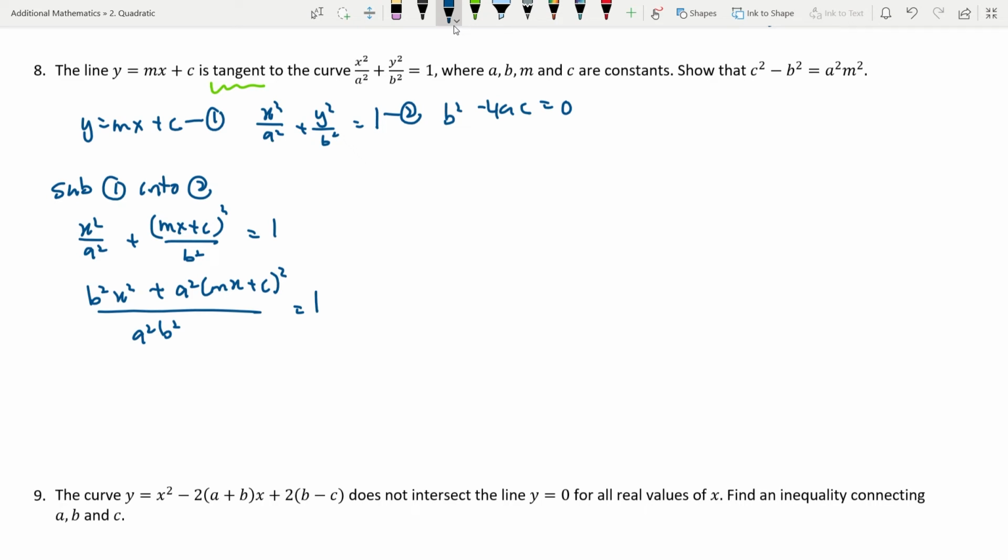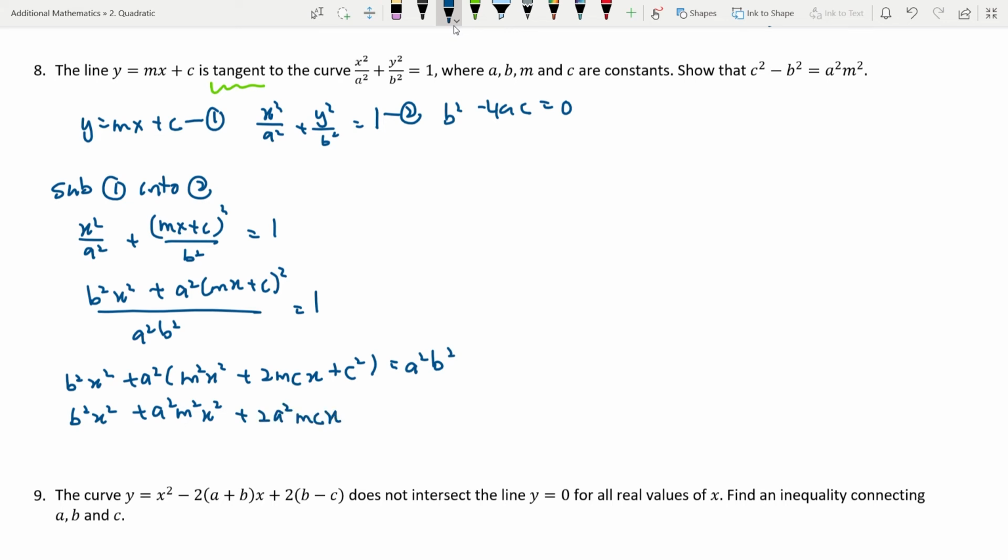We expand the bracket and multiply both sides by a squared b squared. We will get b squared x squared plus a squared bracket m squared x squared plus 2mcx plus c squared is equal to a squared b squared. We further expand the bracket and bring all the terms to the left side: b squared x squared plus a squared m squared x squared plus 2a squared mcx plus a squared c squared minus a squared b squared equal to 0.